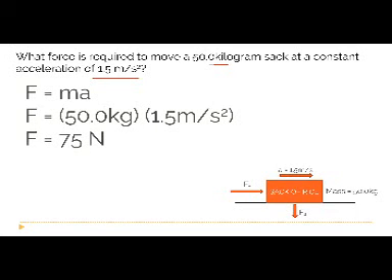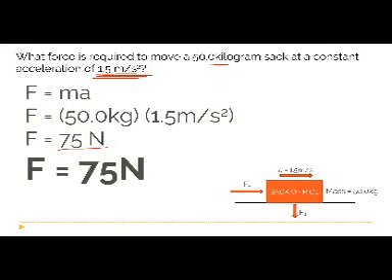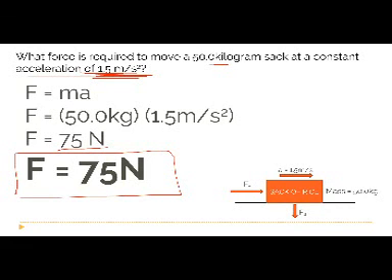Since the least number of significant figures is 2, which is the number of significant figures of the acceleration, and 75 is already 2 significant figures, the force required is equal to 75 newton. So that is the force required to move a 50.0 kilogram sack at a constant acceleration of 1.5 meters per second squared.